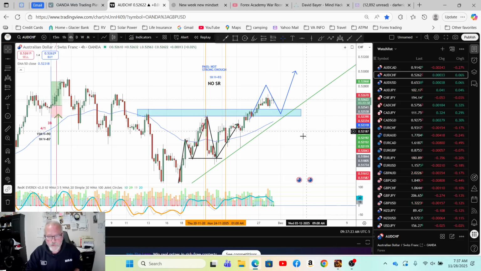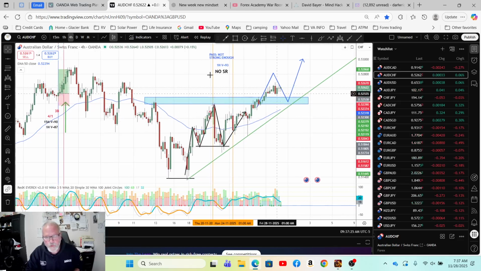Australian dollar to the Swiss franc. This is what we're watching. And again, I do everything on the 4-hour chart. I find my structure and momentum based on the 4-hour. So in this particular market, I'm looking for price action to come down to this support zone and then give me rejection. And I'll be looking at it closer there.